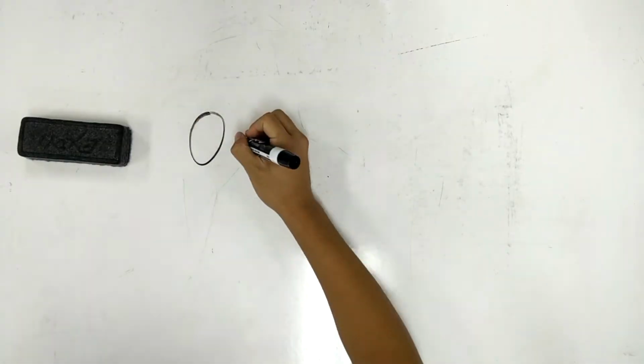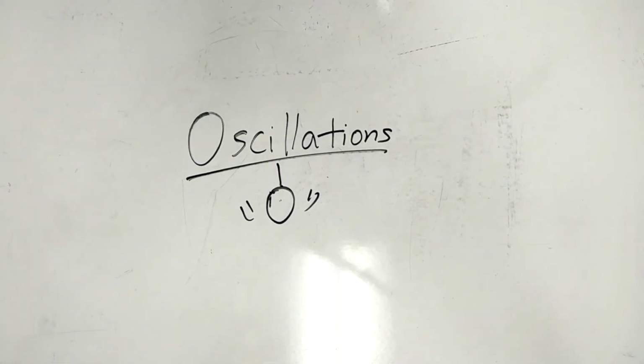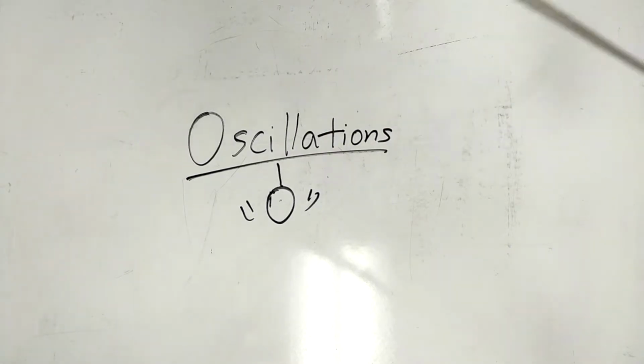Lastly, we have oscillations. Oscillations is simply repeating motion. It could be repeating rotations or repeating translations. This pendulum is a great demonstration of oscillation.